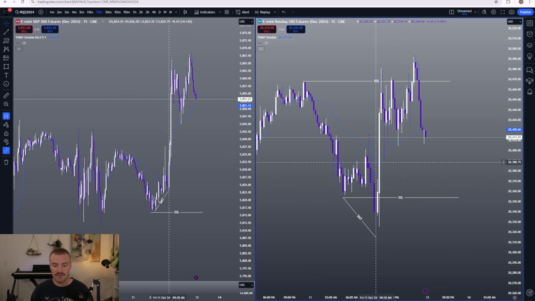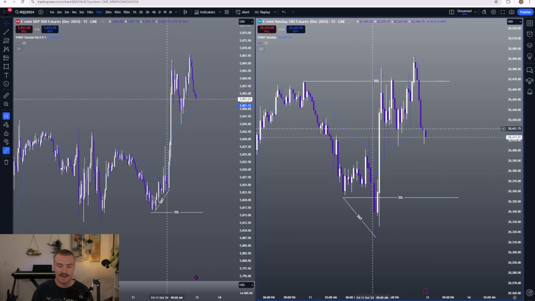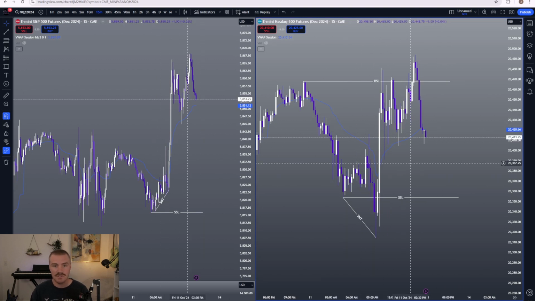But if we look on NQ, we can see we created this low, this high, and this lower low, and then we displaced the high with the fair value gap. This is a unicorn model. This is a bullish unicorn reversal model.